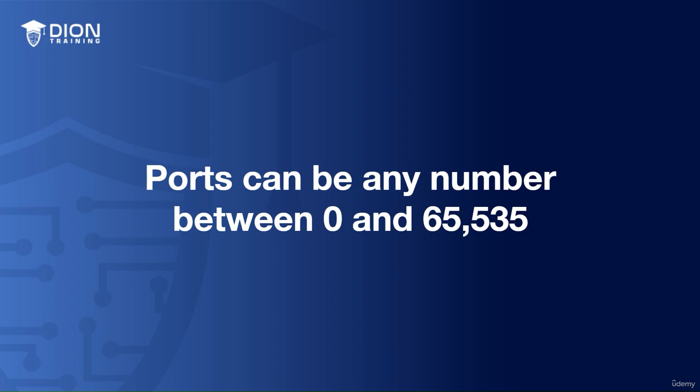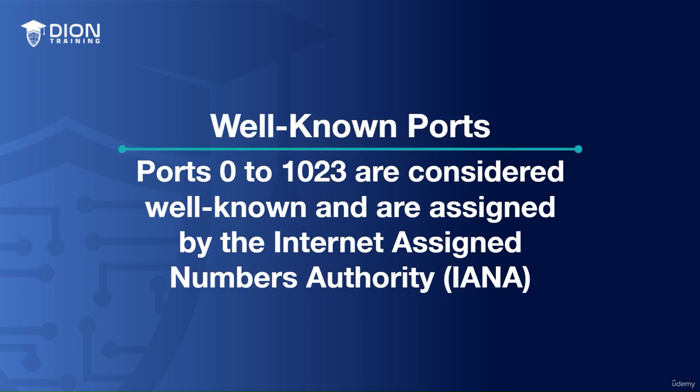And this is a really big range, so it's actually been divided into three smaller groups. Our first group is known as the well-known ports. Now, a well-known port is any port that is numbered between 0 and 1023. These are called well-known ports because they're designated by IANA, the Internet Assigned Numbers Authority, and they're going to be able to assign it to a commonly used port and protocol that everyone can use.